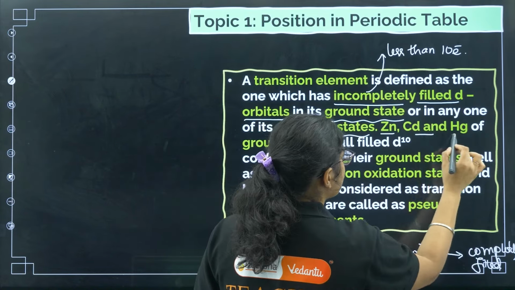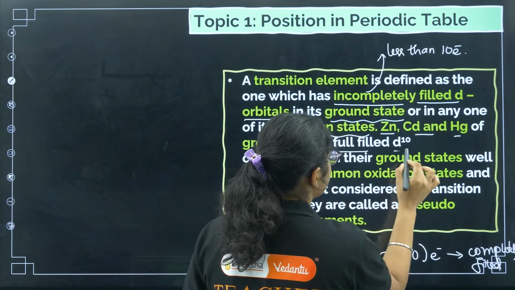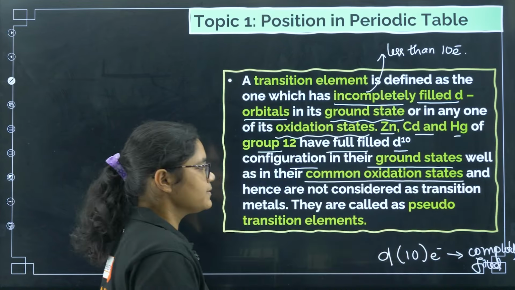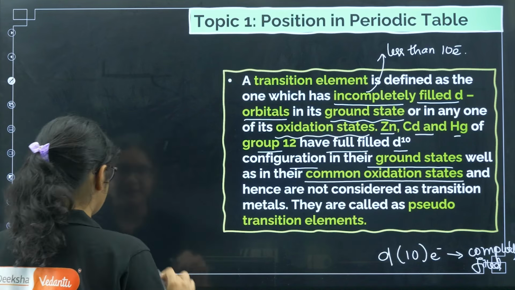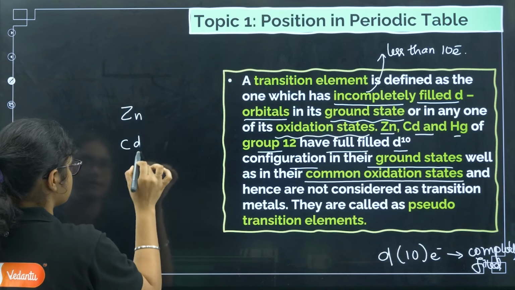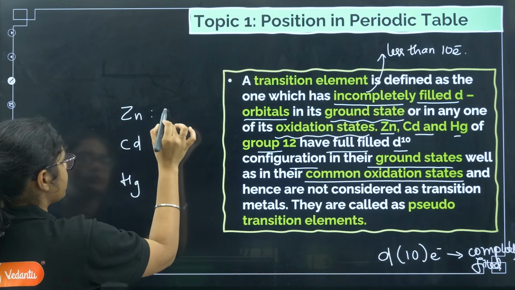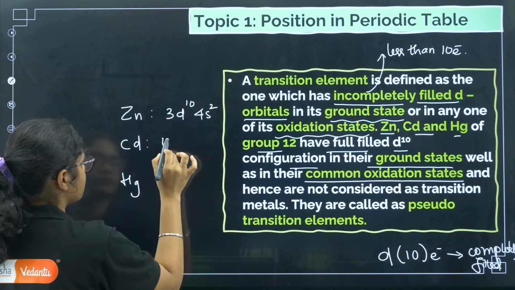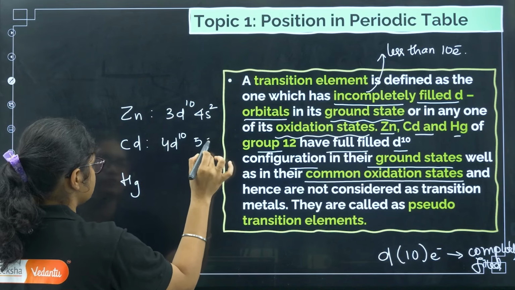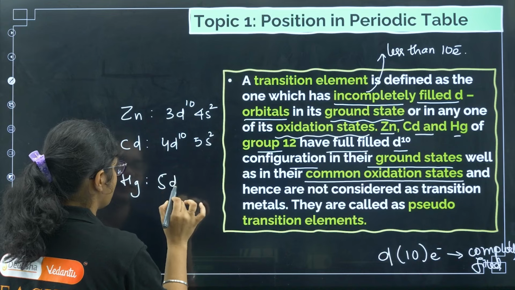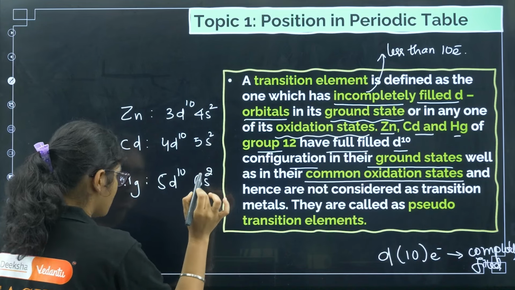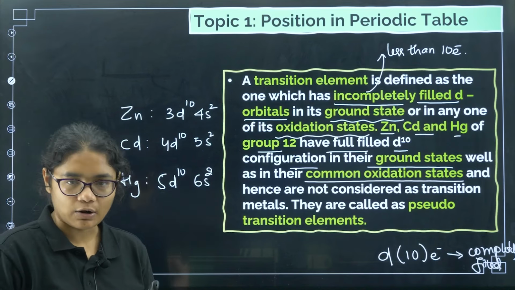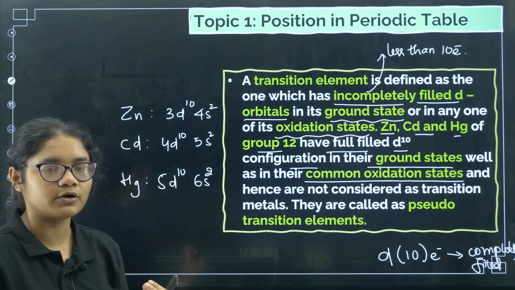Now zinc, cadmium and mercury of group 12 have fully filled d10 configuration in their ground state as well as in their common oxidation state. So these are special cases. We'll read their electronic configuration later, but I'll tell you now. Zinc electronic configuration is 3d10 4s2. Cadmium is 4d10 5s2. Mercury is 5d10 6s2. Now they should have incomplete d orbital either in their ground state, this is their ground state, or in any one of the common oxidation states.